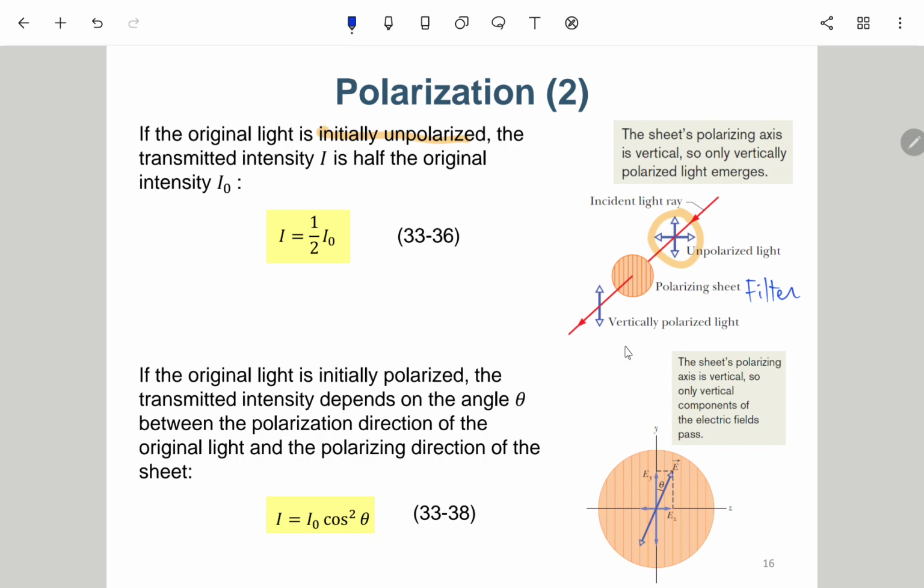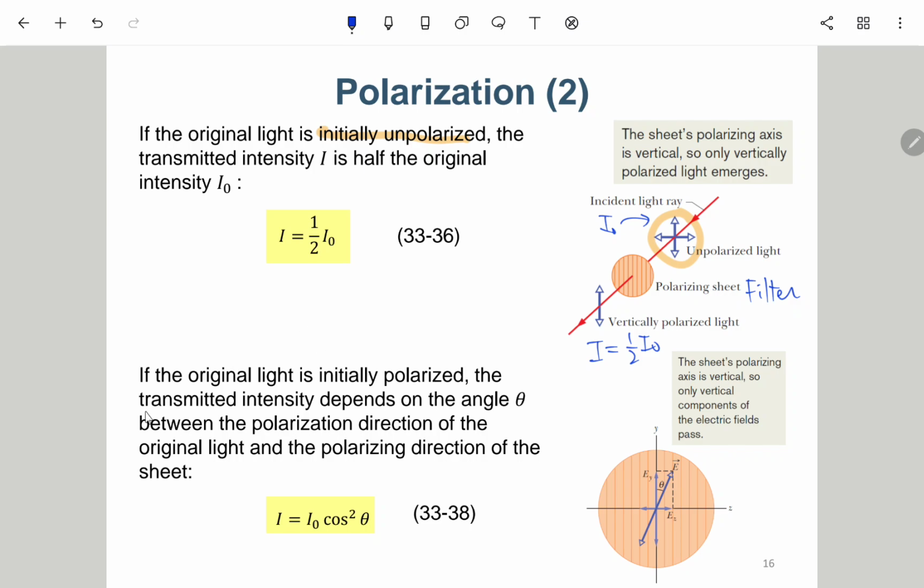Which means this one, the intensity is I0, and then here the intensity is I equals half of I0. We just assume half of the intensity is vertical and half of the intensity is horizontal. So after the filter, half of it is filtered out, and the output is just half of the input intensity.